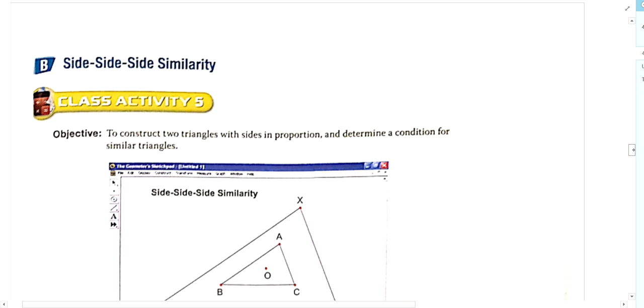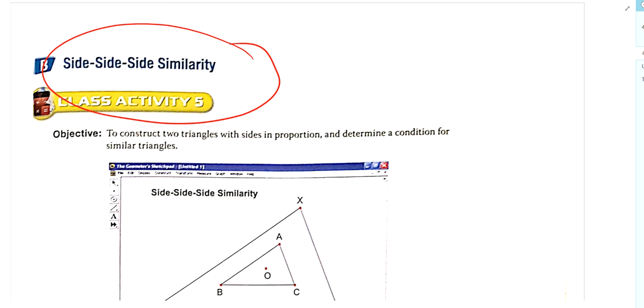Okay, next one. Oh, look at this. Side, side, side similarity. What do you think this test requires us to do? All three sides same. Okay, so you've been listening to the lesson. The ratios of the three corresponding sides must be the same, right? Then we can prove that they are similar.